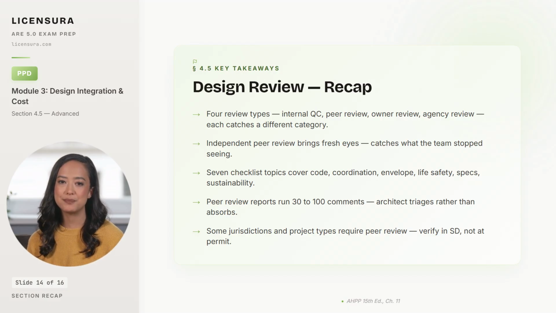Peer review reports typically land with 30 to 100 comments, and the architect triages them rather than absorbing every one uncritically. Legitimate gets implemented, debatable gets a written response, wrong gets a polite rebuttal. And finally, some jurisdictions and project types require independent peer review. Verify in SD, not at permit submission, because discovering the requirement at the last minute delays the schedule and the architect absorbs the cost of the lawsuit that follows.